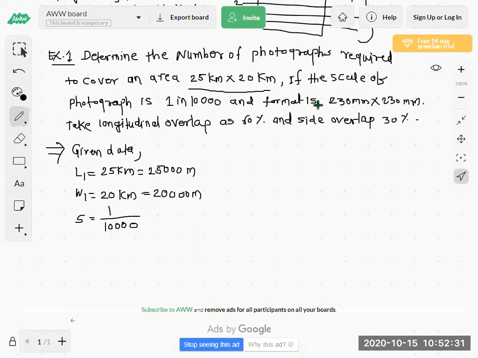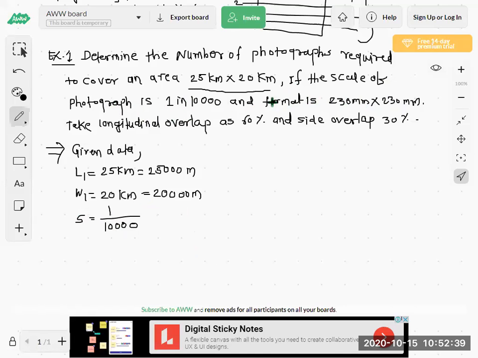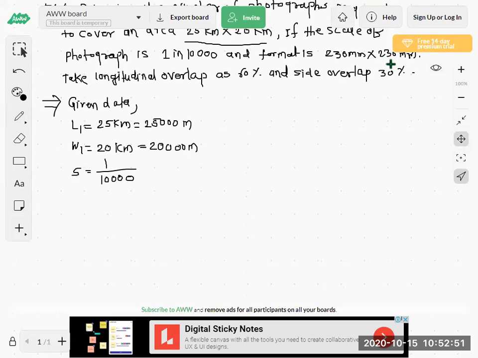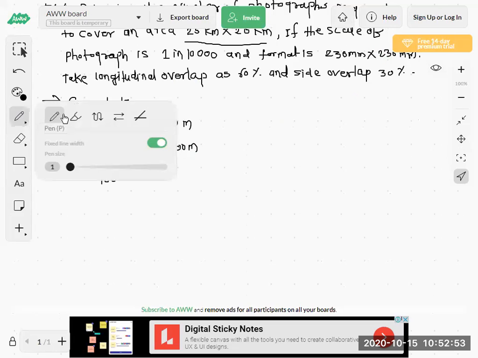So this is the format, because here they have written that if the scale of photograph is 1 in 10,000, it means this photograph is 230 by 230. So the photograph size is 230 by 230. It means the photograph has length and width also.